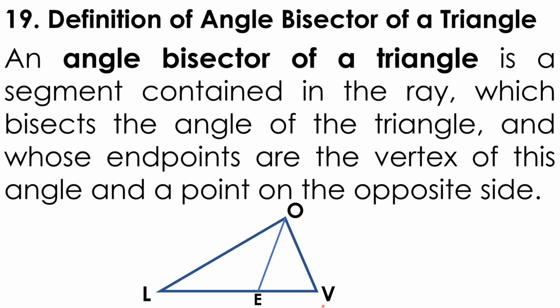It is the bisector of angle LOV, and the endpoint O here of the angle bisector is the vertex of triangle LOV, and the other endpoint E is on the opposite side. Thus, angle LOE is congruent to angle EOV.